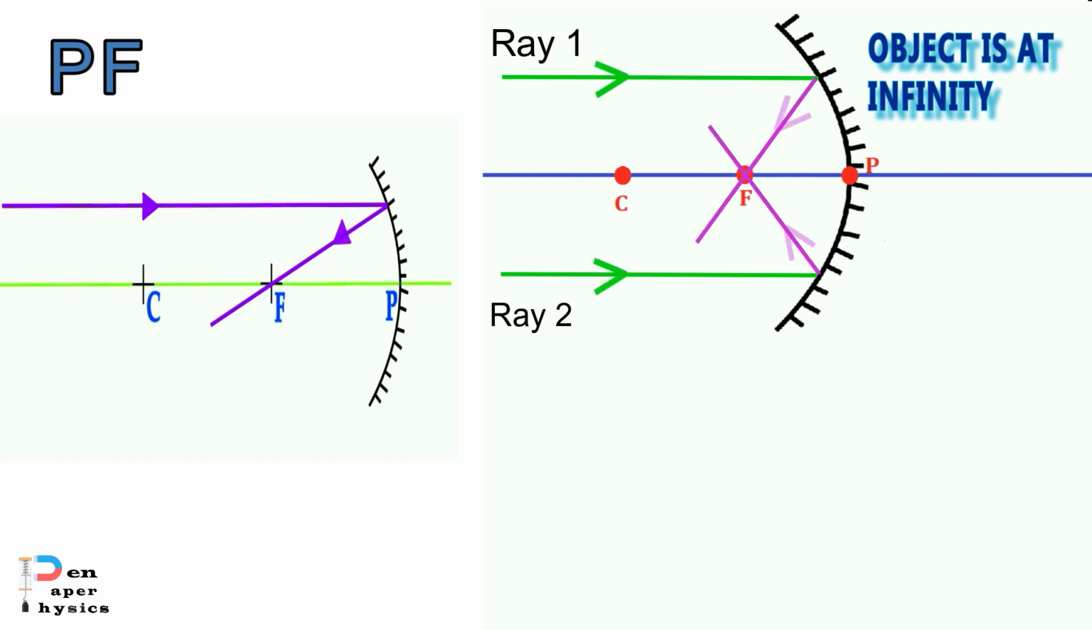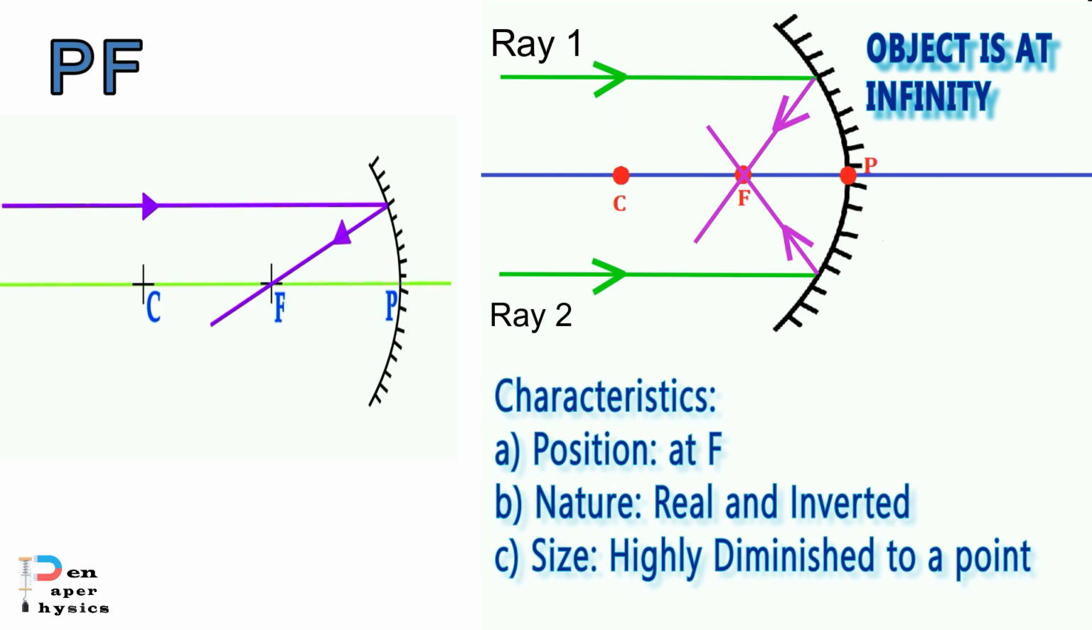So what are the characteristics of the image we are getting over here? Number 1, the position of the image is at F. Number 2, the image is real and inverted. Since the light rays are actually meeting at the focus, the image produced over here is the real image. And the size of the image is highly diminished to a point.